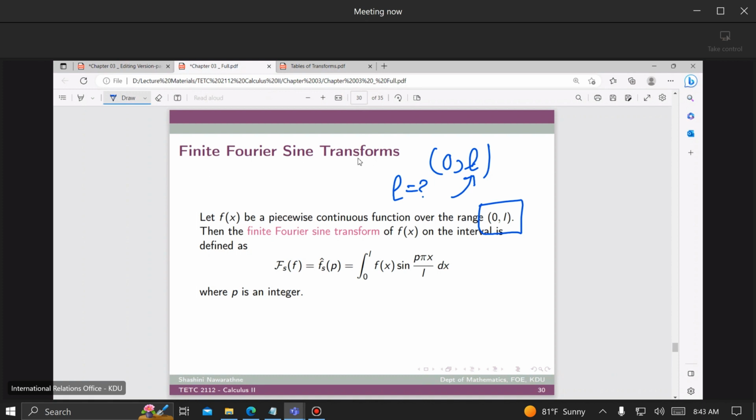So maybe in a problem, it is provided as x is in between 0 and L. Or else it can be given as x varies from 0 to L. The meaning of both is that we are considering the values of x which are in between 0 and L.